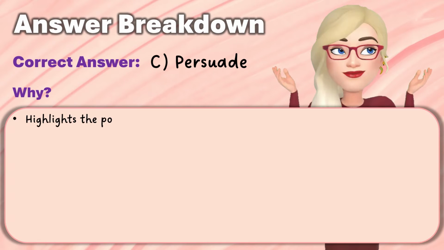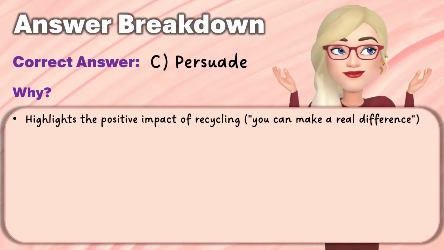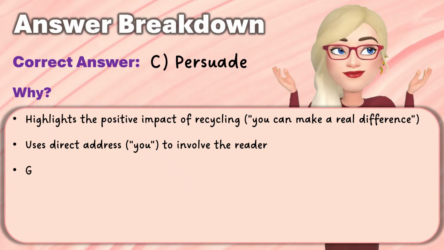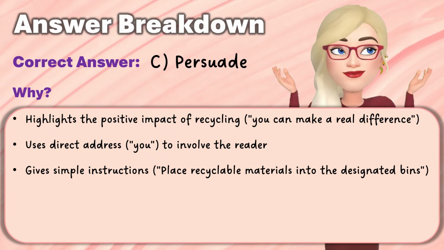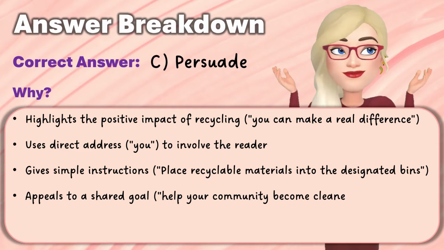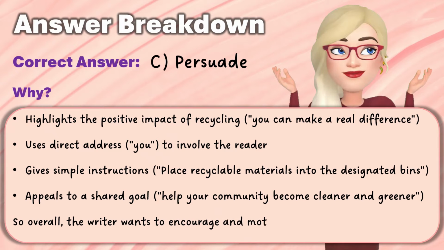Well, the text highlights the positive impact of recycling. You can make a real difference. It uses direct address, you, to involve the reader. It gives simple instructions. Place recyclable materials into the designated bins. And it appeals to a shared goal. Help your community become cleaner and greener. So overall, the writer wants to encourage and motivate people to take action.